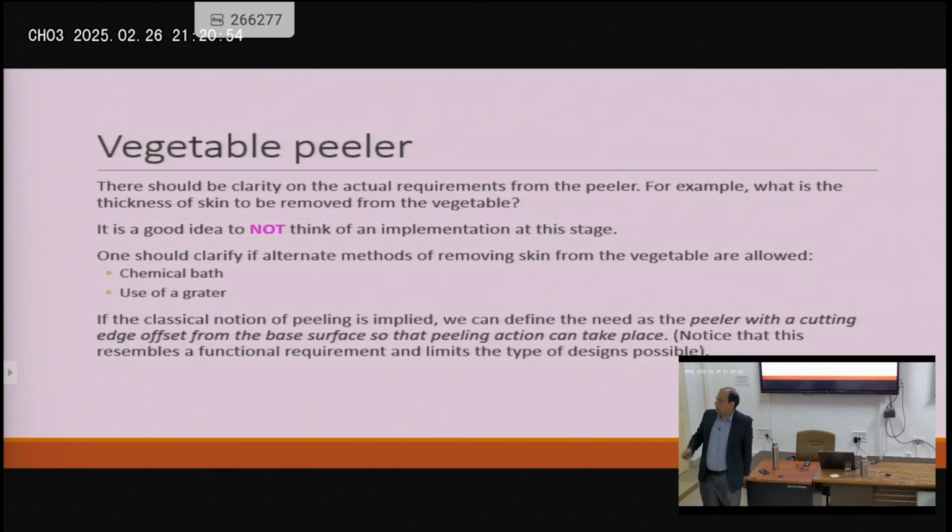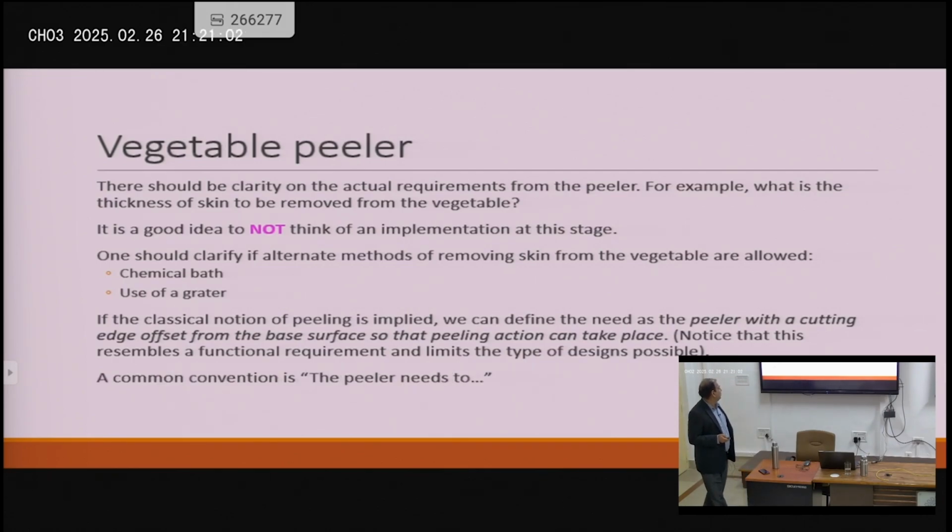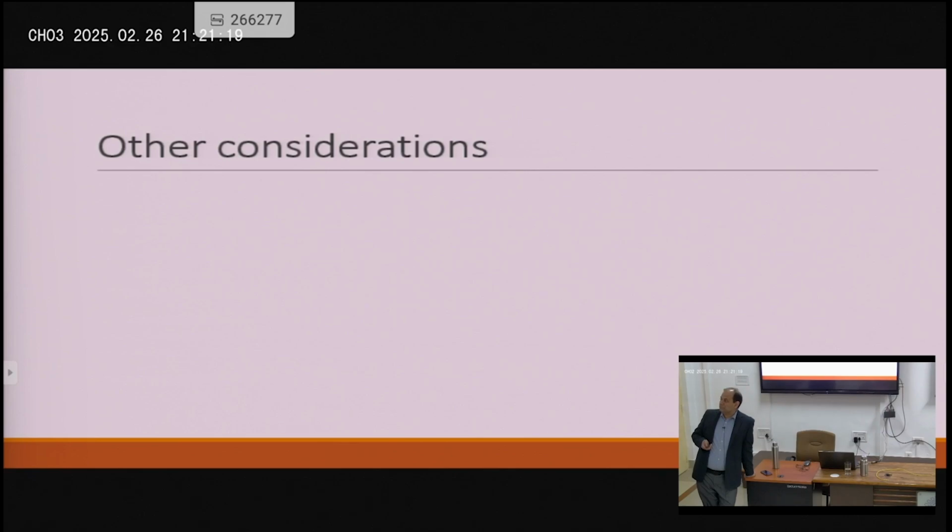And like I say here in the slides too, notice that this resembles a functional requirement and limits the types of designs possible. Okay, so a common convention, and that's something you can take away from the slide, is that it should be written as the system or product needs to. Okay, that's what everybody writes. If you have 10 lines, the peeler needs to, the peeler needs to, just to standardize things. So we're still trying to stay close to the verbatim requirement, but we still try to standardize it.